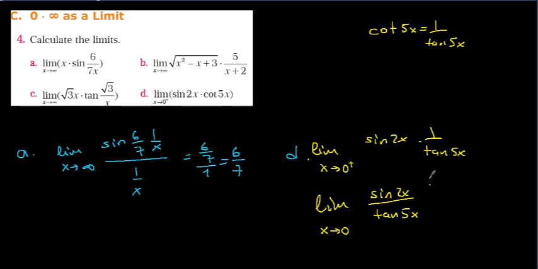This is the case of sine ax over tangent bx: limit x tends to 0, sine ax over tangent bx is equal to a over b. So the answer is going to be 2 over 5. Only, I forgot here, limit x tends to 0, please.